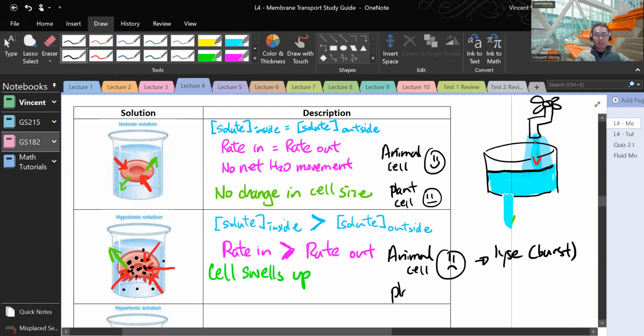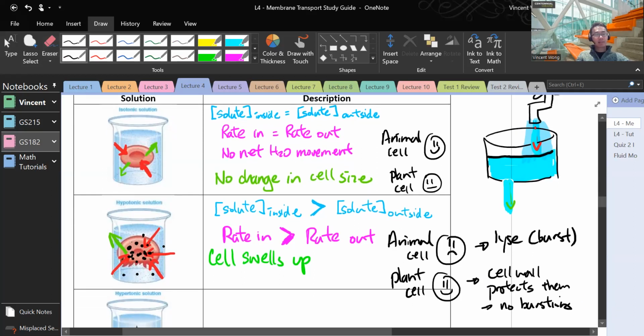For the plant cell, they actually love this. Okay, they love this because the cell wall protects them. No bursting. And that makes the plant really hydrated, and then the plant is going to prop up.